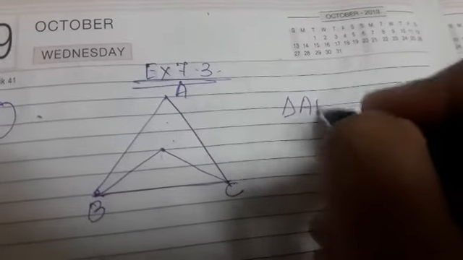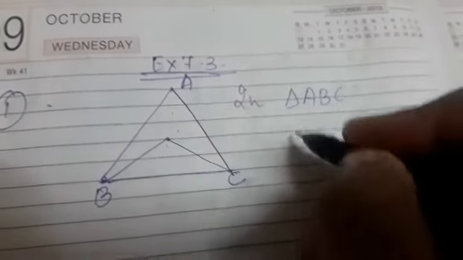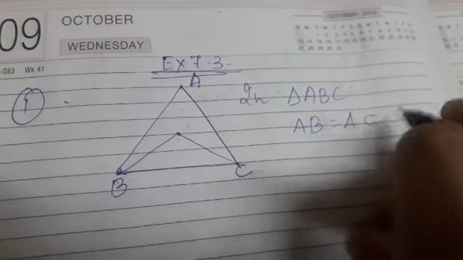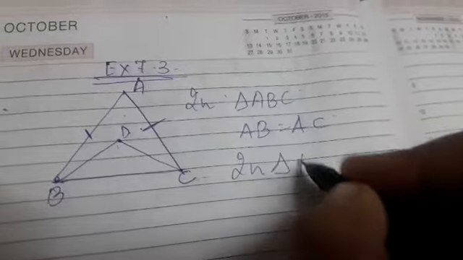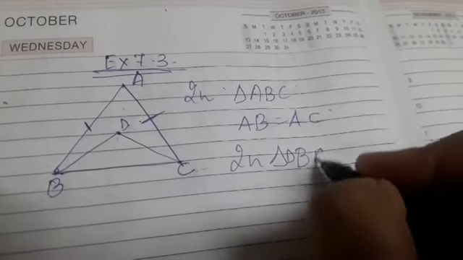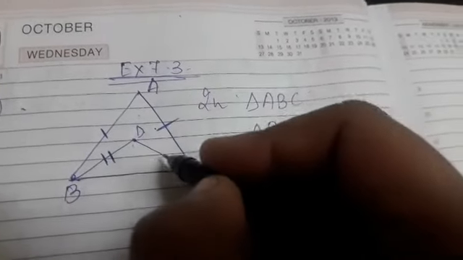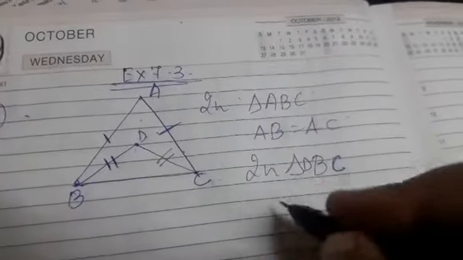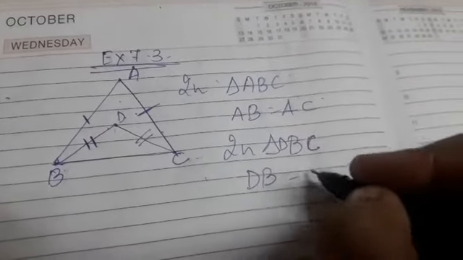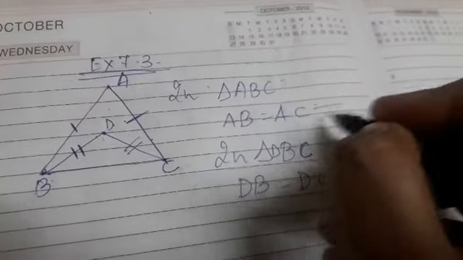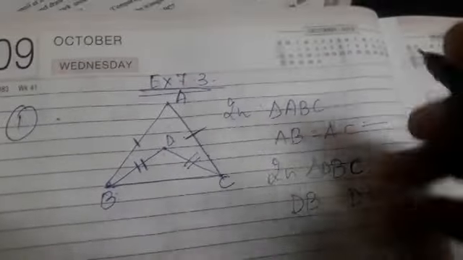So in triangle ABC, AB is equal to AC. Let me mark this, AB is equal to AC. Then in triangle DBC, this point is D, DB is equal to DC. Okay, so this is what we have given. This is what is given in the question.